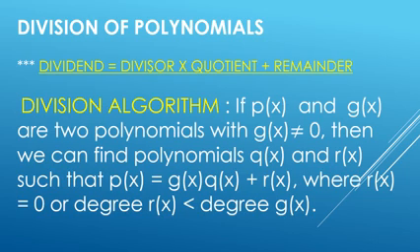It means that in this algorithm we have to continue the division process till the degree of the remainder is less than the degree of the divisor. Here g(x) is the divisor, q(x) is the quotient, r(x) is the remainder, and p(x) is the dividend.